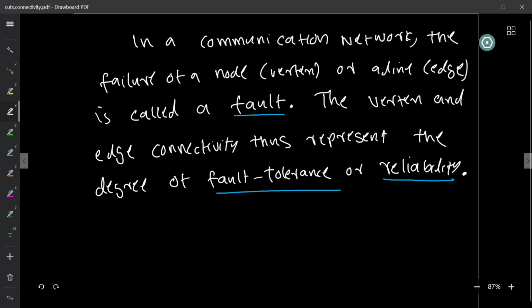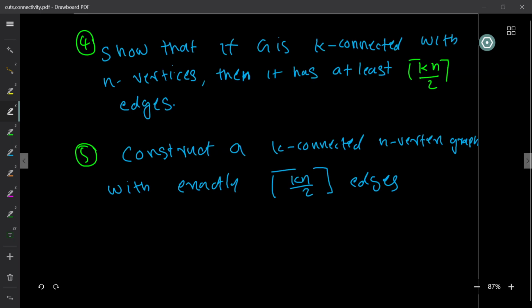So the optimization question is to find a graph with the minimum number of edges whose reliability or connectivity is high. Natural to this is an exercise showing that if a graph is k-connected with n vertices, then it must have at least ceiling of kn over 2 edges. It must have k times n divided by 2, ceiling, that many edges.